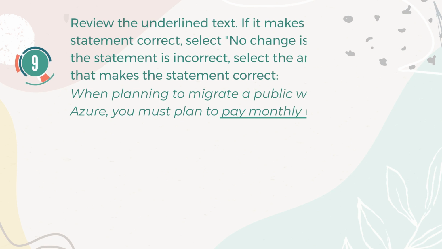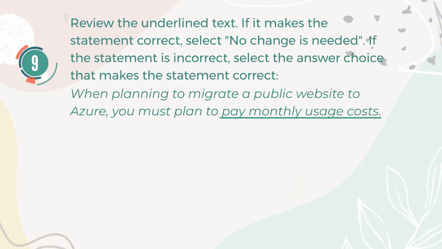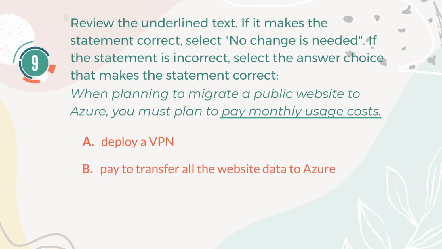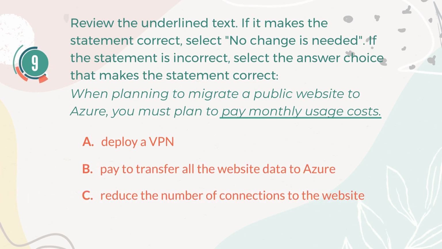Number 9. Review the underlined text. If it makes the statement correct, select No change is needed. If the statement is incorrect, select the answer choice that makes the statement correct. When planning to migrate a public website to Azure, you must plan to pay monthly usage costs. A. Deploy a VPN. B. Pay to transfer all the website data to Azure. C. Reduce the number of connections to the website. D. No change is needed. The correct answer is D. No change is needed.